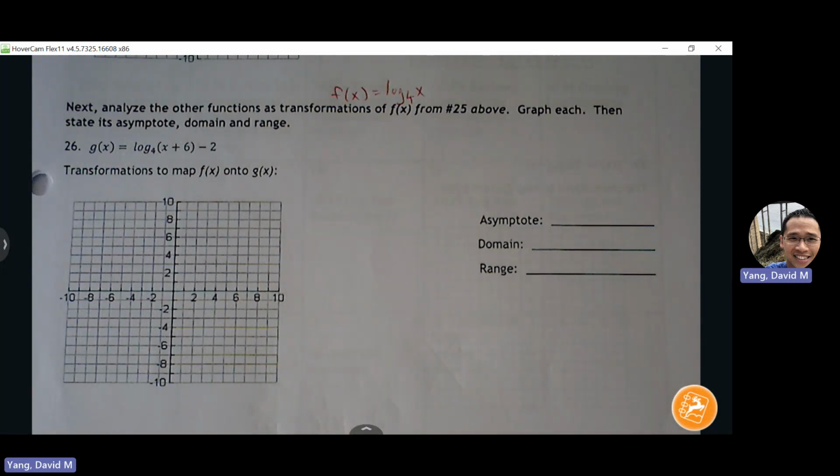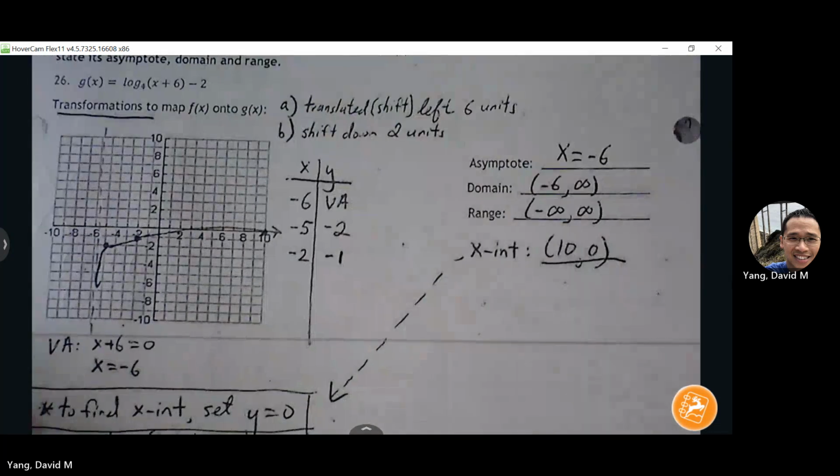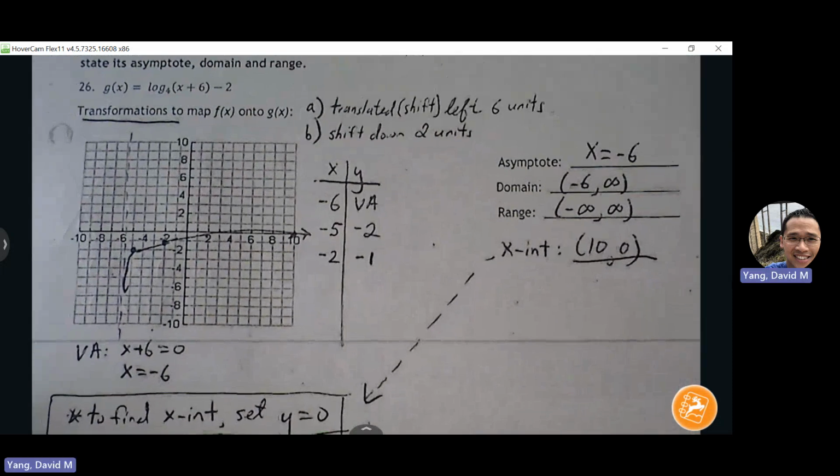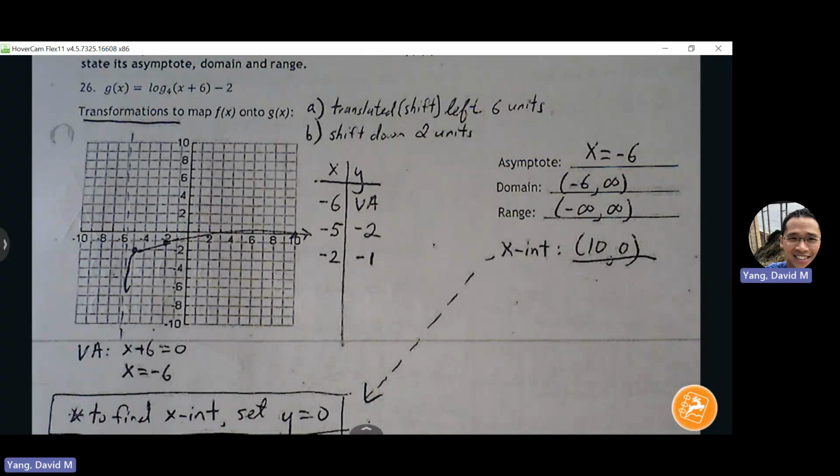Right. And there's 3 things that we need to build our graph. Let's find the vertical asymptote. Let's find 2 ordered pairs, and that should give you plenty of enough information to sketch out your graph. I said x-intercept, but don't worry about it. So we know -6 is where the vertical asymptote is.